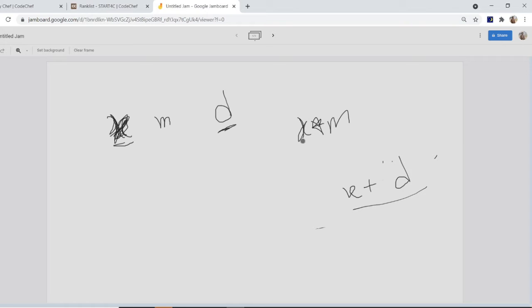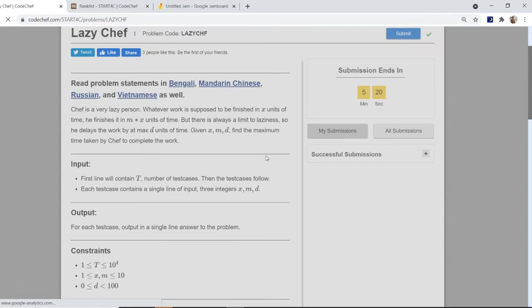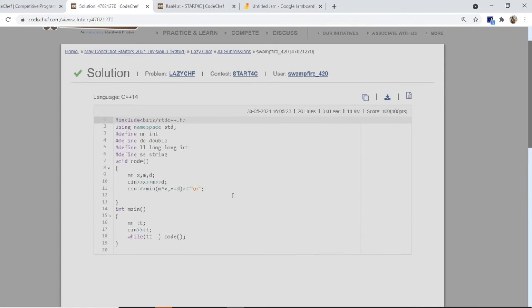What does that mean? That means if the value x into m is less than x plus d, then we print x into m, or if the value x plus d is less than x into m, then we print x plus d. That is the actual solution. I hope you guys get the point. Now I'm showing my code. Here you can see that I take x, m and d, then I scan them, then I find the minimum value between m into x and x plus d. I hope you guys get the point.